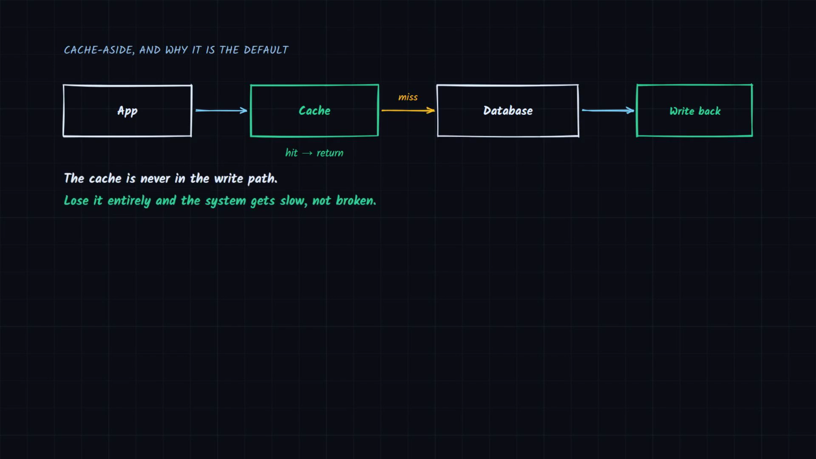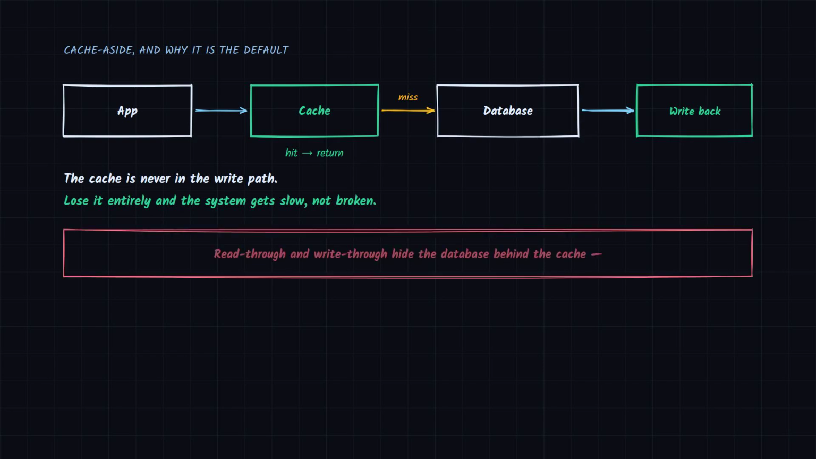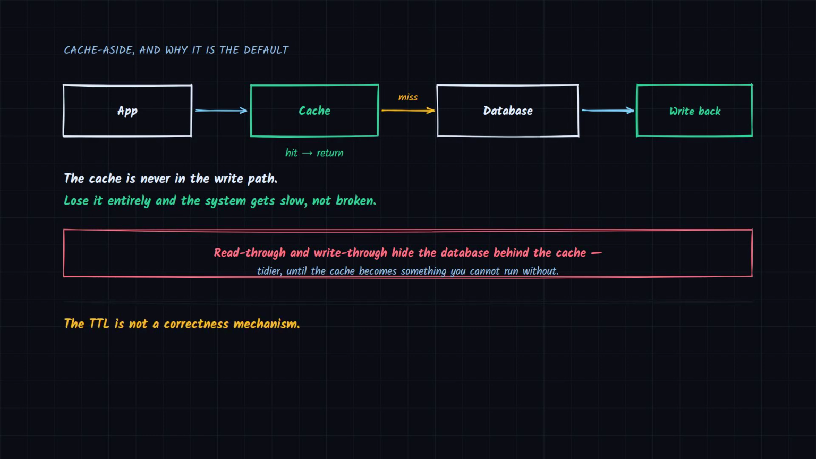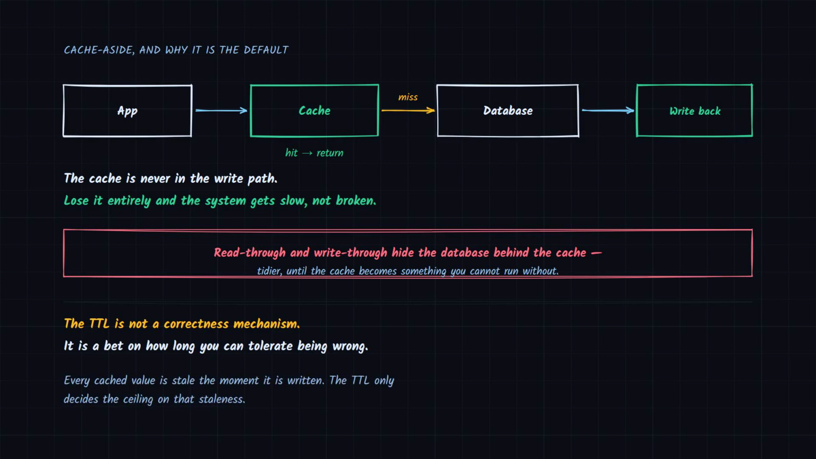And if the cache disappears entirely, the system gets slow rather than broken. That last property is worth more than it sounds, because the alternatives give it away. Read through and write through hide the database behind the cache, which is tidier until the cache becomes a component you cannot run without. Cache aside keeps it an accelerator. The time to live is doing something specific here, and it is worth being honest about it. It is not a correctness mechanism. It is a bet on how long you can tolerate being wrong. Every cached value is stale the moment it is written, and the TTL only decides the ceiling on that staleness.